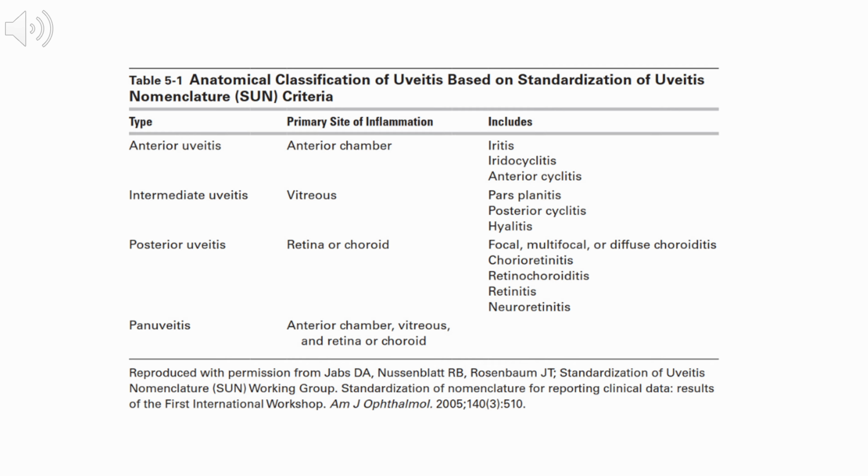Posterior uveitis is centered on the retina or choroid and covers focal, multifocal, or diffuse choroiditis, chorioretinitis, retinitis, and neuroretinitis. And panuveitis, at the bottom, involves the anterior chamber, vitreous, and retina or choroid together, with no single site predominating. Use this table as your anatomic reference for everything that follows.